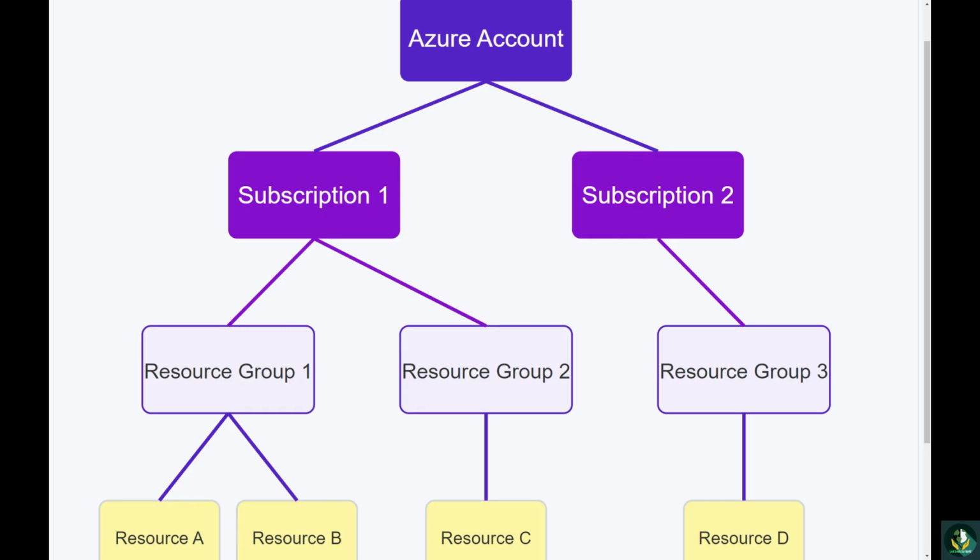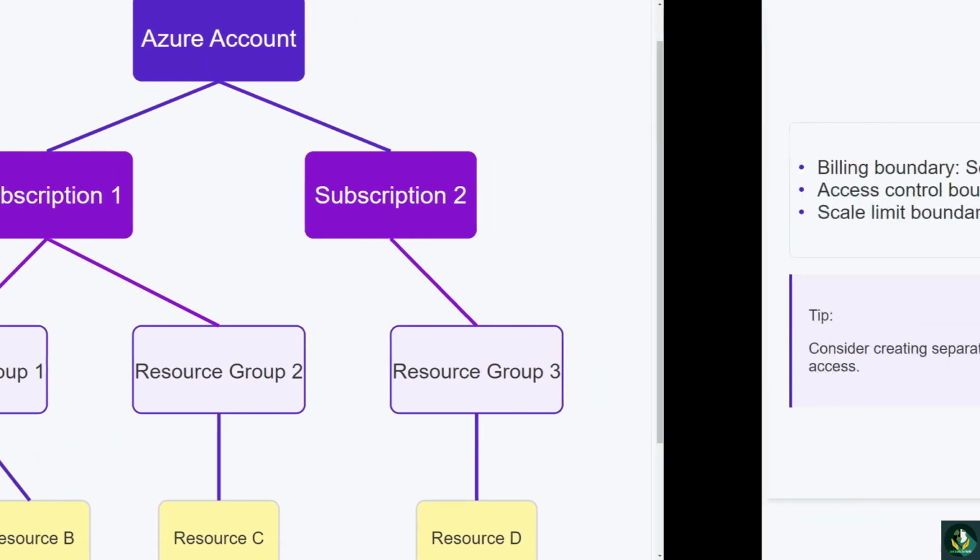Finally, at the most granular level, we have resources. These are the individual services and components you deploy in Azure, such as virtual machines, databases, storage accounts, or web apps. Each resource belongs to a single resource group, inheriting its access controls and organizational context. Understanding this hierarchical structure is crucial for effective Azure management. It enables you to implement robust organizational strategies, maintain clear cost allocation, and enforce security boundaries across your cloud infrastructure.